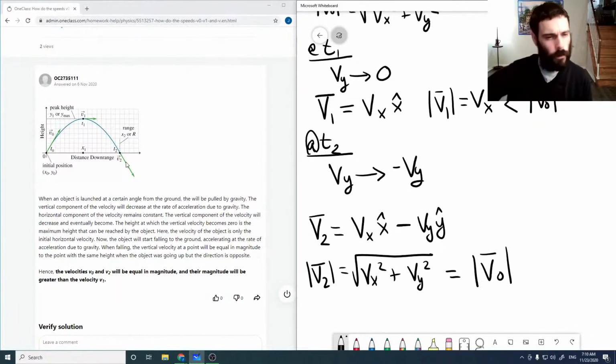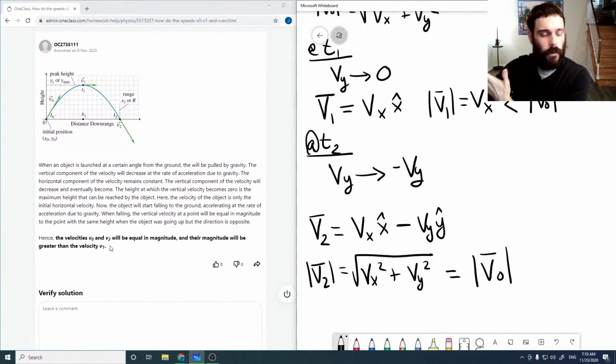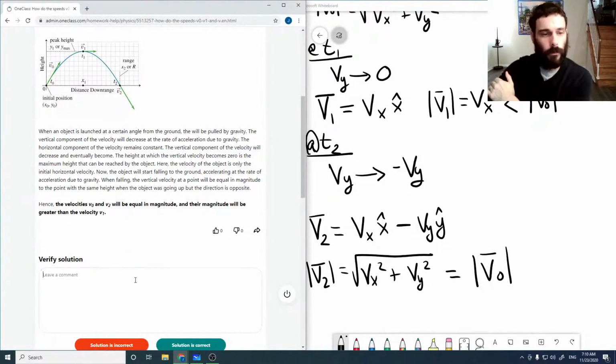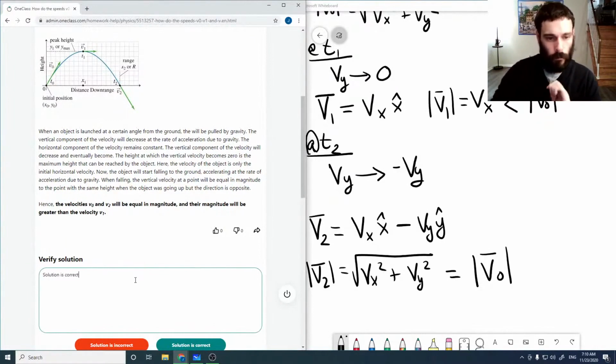So if we look through the solution here, it basically talks through everything and says the velocities v0 and v2 will be equal in magnitude and will be greater than the v1, which is what we said. So that looks good.